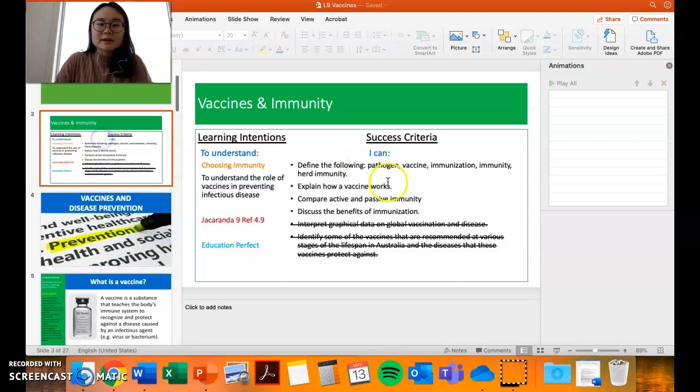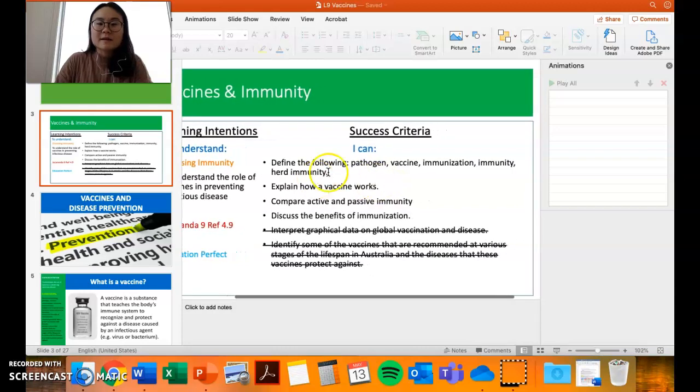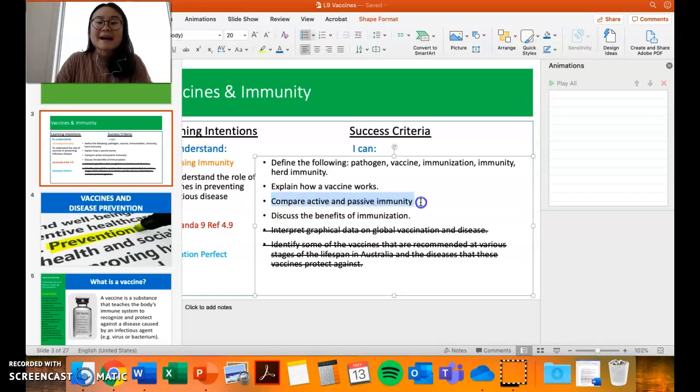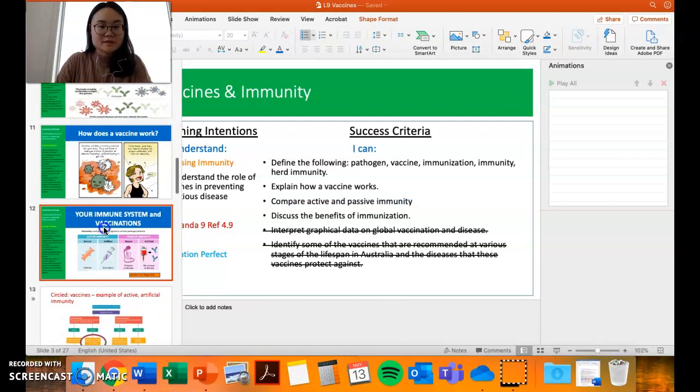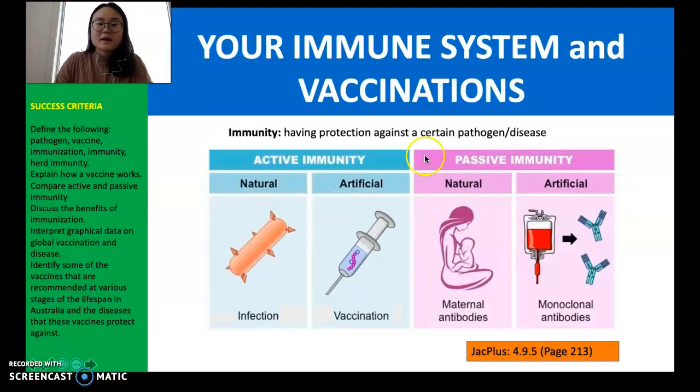We've already discussed how a vaccine works, what herd immunity is, what immunity is, and the benefits of immunization. But right now I'm going to explain to you the difference between active and passive immunity. Okay, so slide 12. Immunity is when you have protection against a certain pathogen or disease.